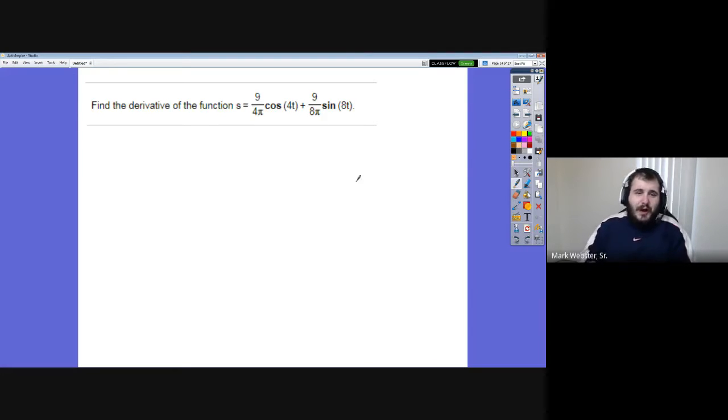Okay, going through here, take a look at what we have. We basically have two different pieces, right? We've got the 9 over 4 pi cosine 4t plus 9 over 8 pi sine 8t. Here's the thing, this plus sign in the middle, that's great. That's excellent. That means that you can take this problem and split it up into two different pieces, break it down separately. Don't try and do it all at once. You are going to start leaking brain fluid out your ears. Do this part first.